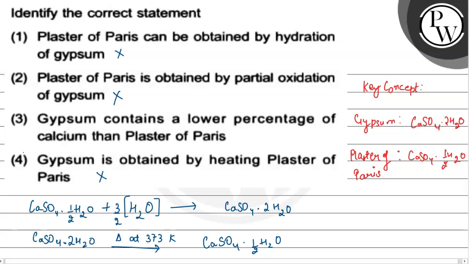So the only correct option here is option number 3, that gypsum contains lower percentage of calcium than plaster of Paris. I hope you would have understood well.